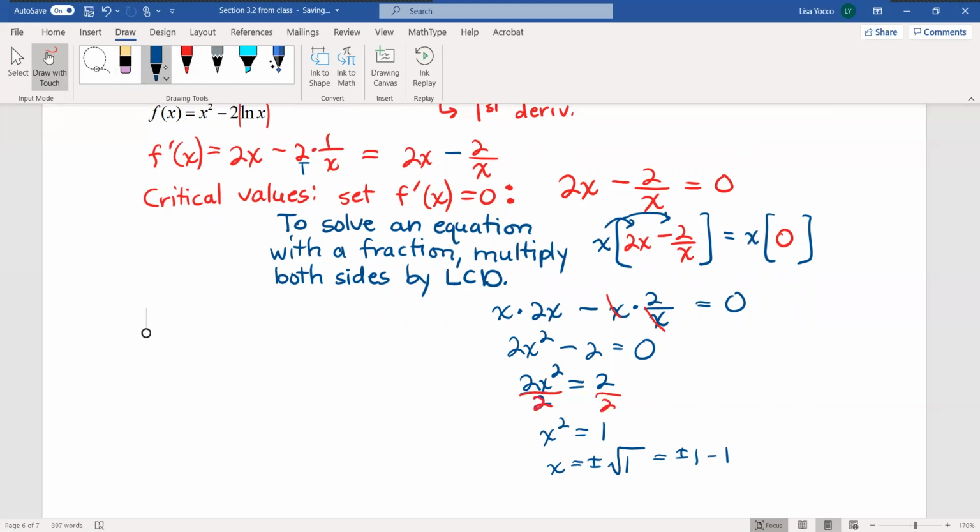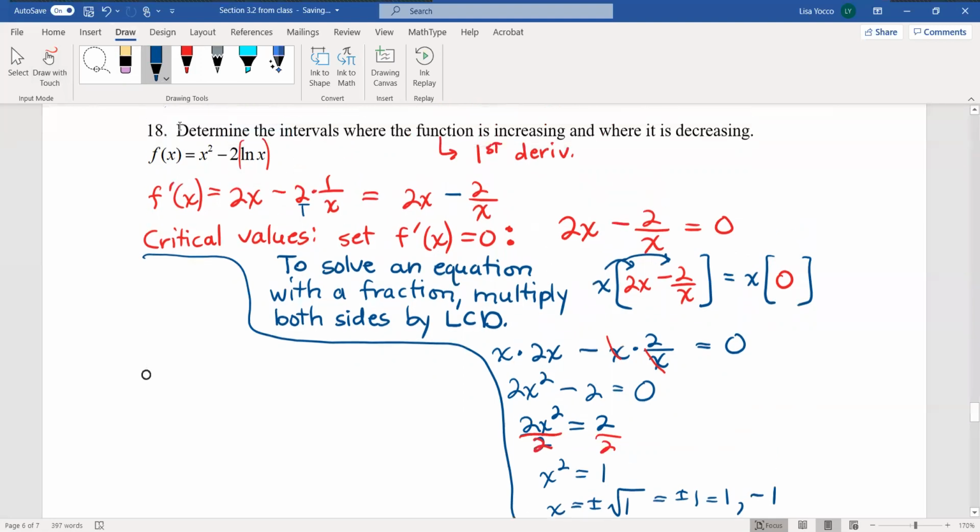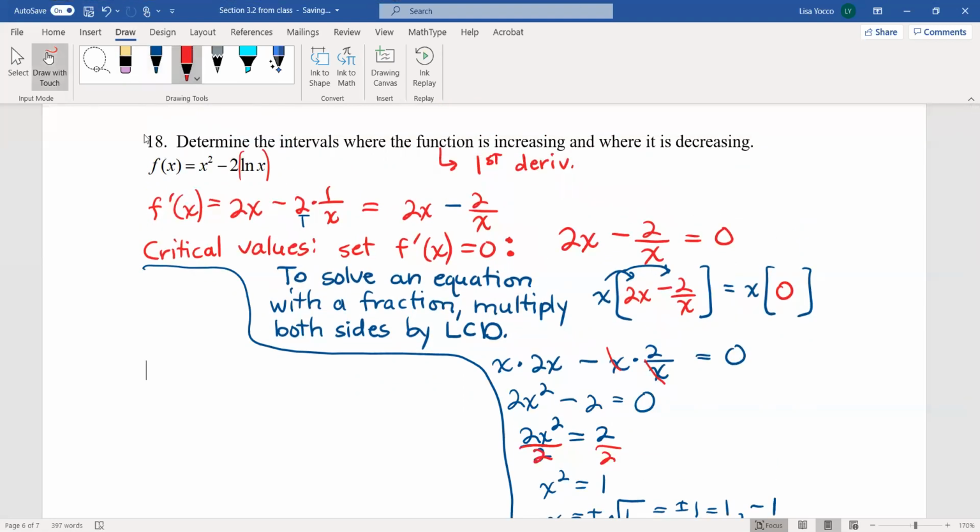Which would be 1 and negative 1. All right. So I've got my critical values, 1 and negative 1. Now, log functions are just one of those categories where things are not so straightforward, so simple.